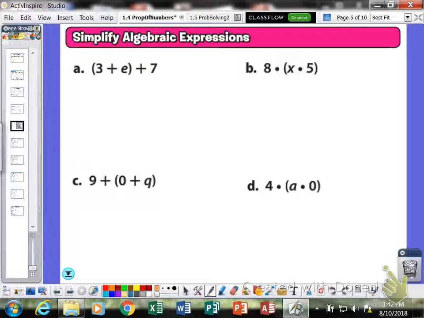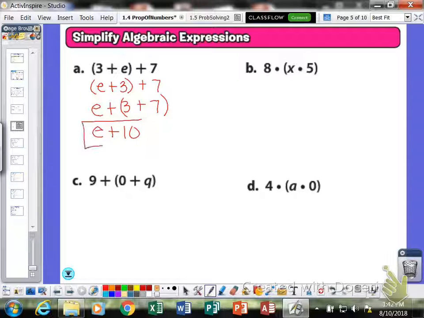For example, what technically would happen in this problem is I really should switch the E and the 3, because I can't add the E and the 3 together because I don't know what E is. So technically I can't do that. And then use the associative property. So first I commuted the numbers. I flipped the E and the 3 and then I associated them differently. So now I can say E plus 10. And that's all we would have to do. But these properties, the commutative property and the associative property, allow us to do that.